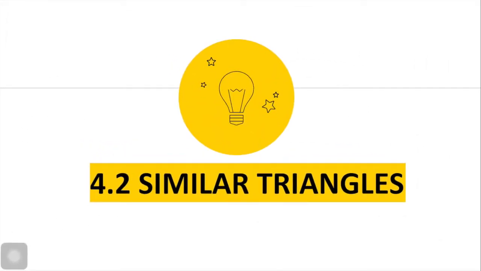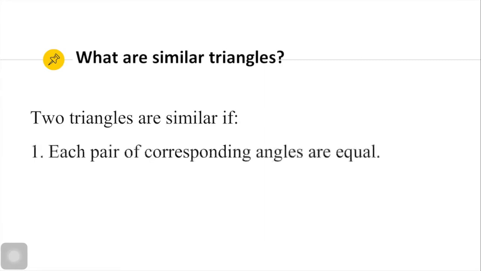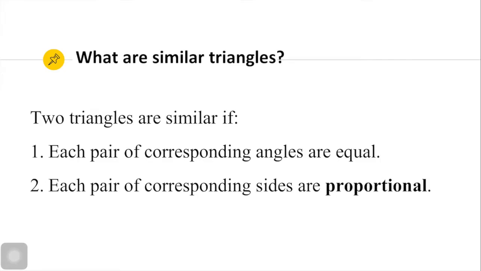Through chapter 4.2, similar triangles. So let's go through the definition of similar triangles. What are similar triangles? Two triangles are similar if each pair of corresponding angles are equal. So this part is the same as congruence. The second condition will be each pair of corresponding sides are proportional, which means the ratio of each side should be the same.